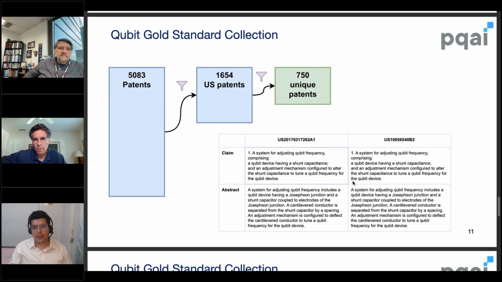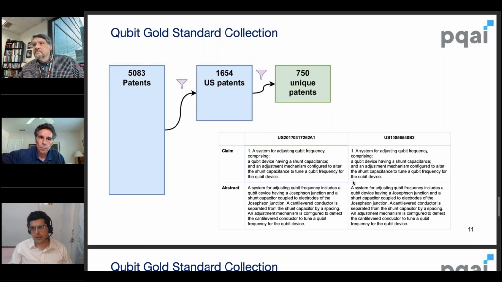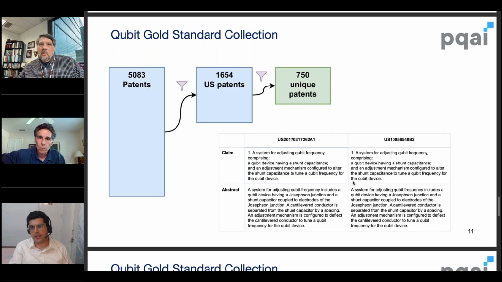I'll talk quickly about how we used one of the modules of our system, the vectorizer itself, to test it on the qubit gold standard collection. So a word about the methodology. Initially, we got a list of those 5,000 or so patents from the GitHub. And since we only work with US data, we do not have the global database right now. We discarded the patents which are non-US, which left us with 1,654 patents.